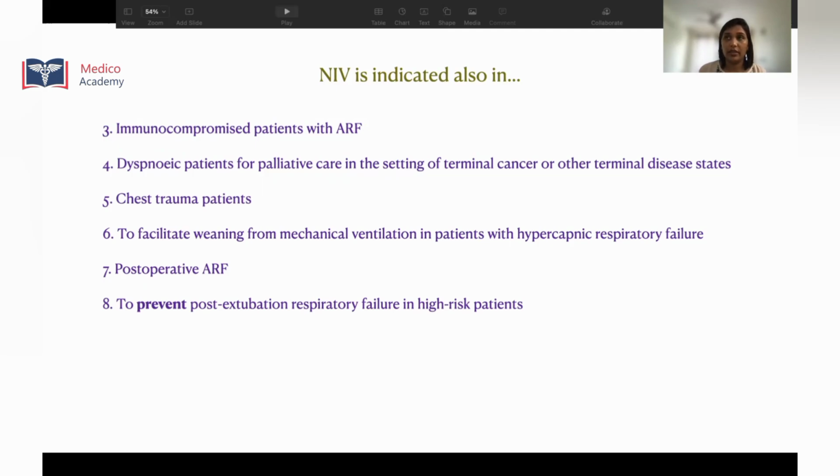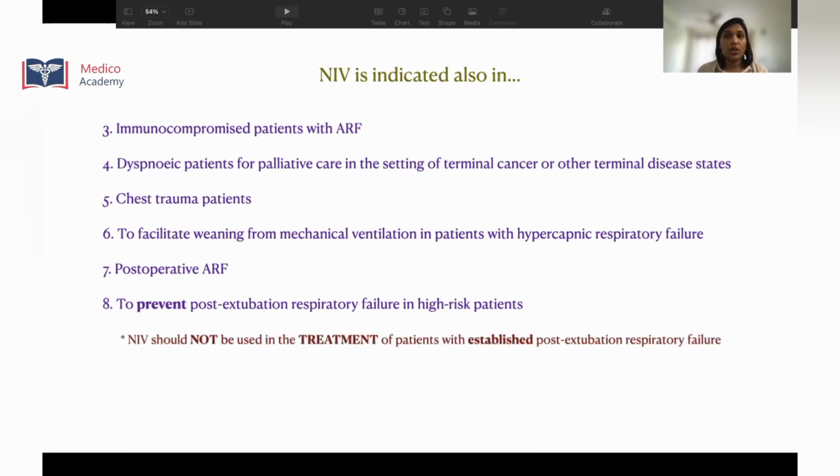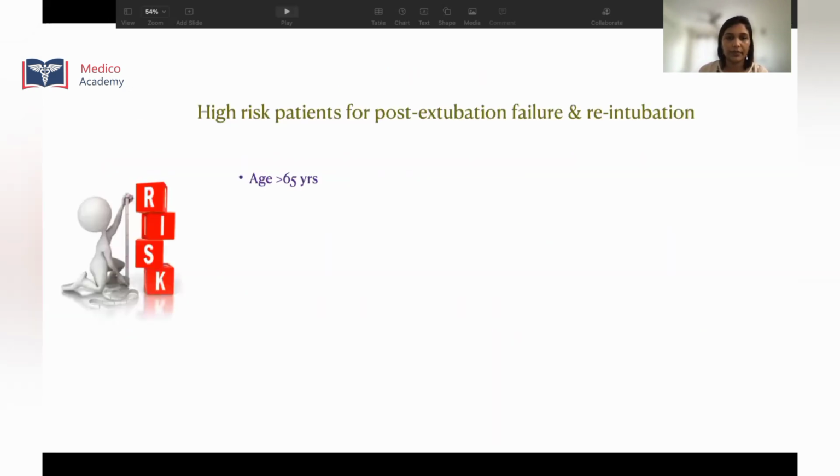post-extubation failure. A point to be noted is that it should not be used in the treatment of patients with established post-extubation respiratory failure. If you've extubated the patient and the patient is in frank respiratory failure, then you should not try NIV. You should directly go for intubation and mechanical ventilation. And also some selected cases of acute hypoxemic respiratory failure, such as in pandemic viral illness, the COVID-19, which is around. In such cases also, NIV may be indicated, but we still need to get more solid evidence for this.